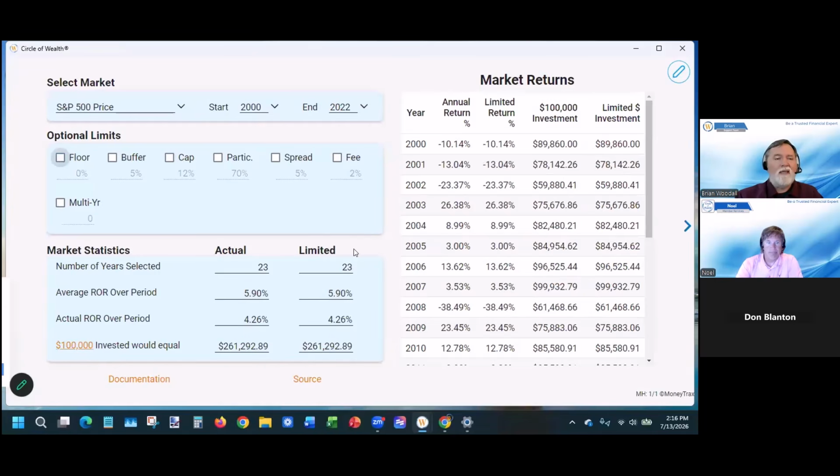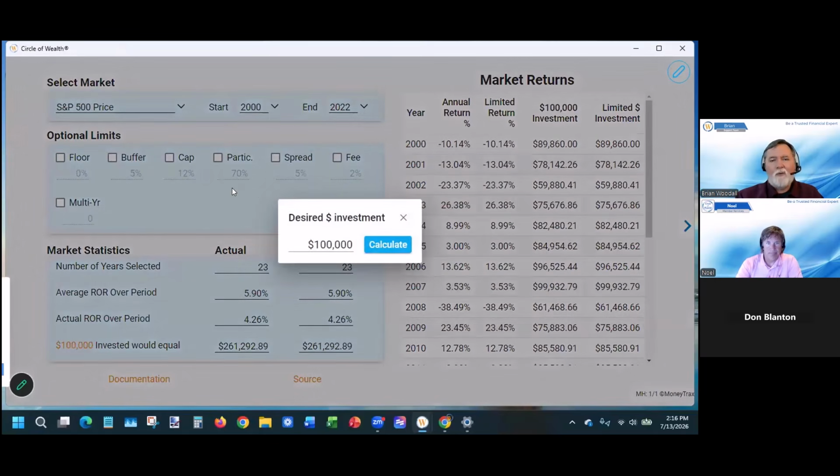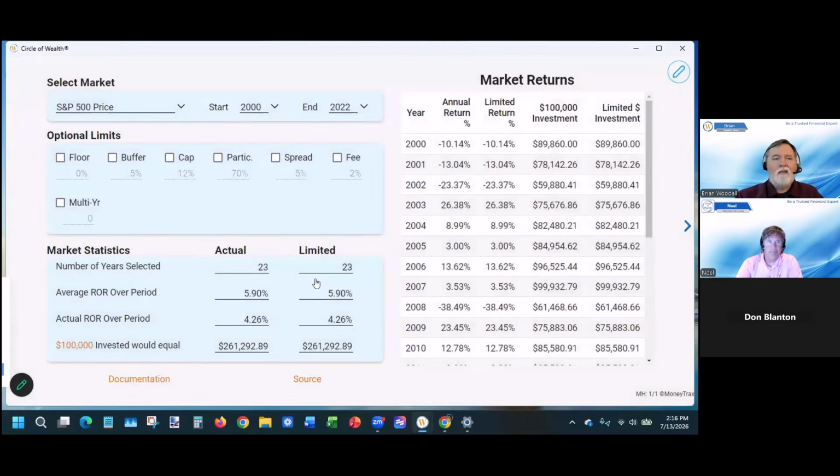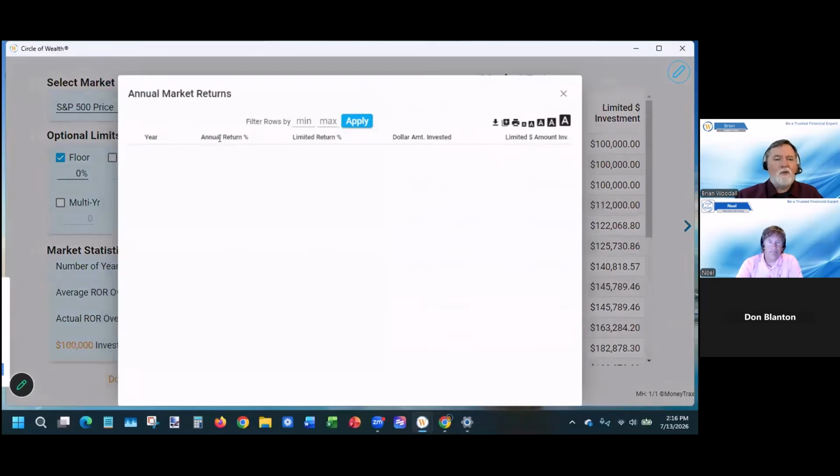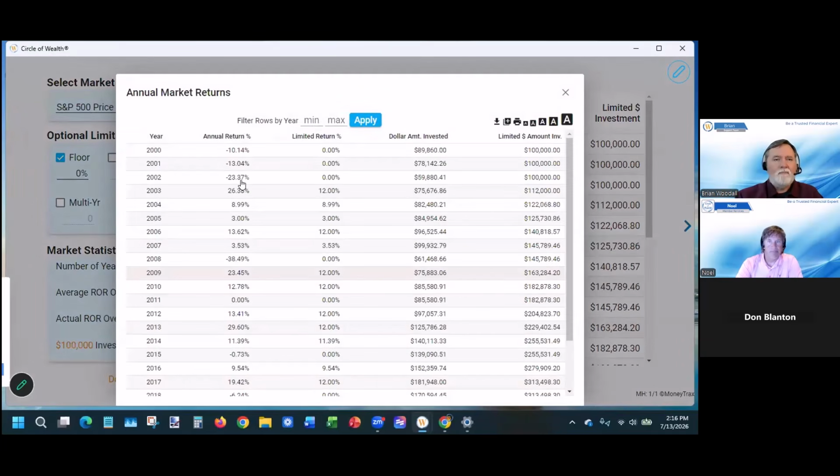Okay, so we can show them that the behavior of the accounts is good. We can teach them some lessons here, and we can change this number to whatever we want to make it fit more of what they're doing. Actually, let me leave that there and leave the floor and the cap.